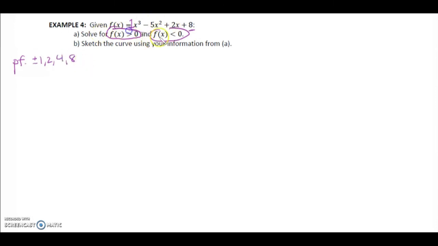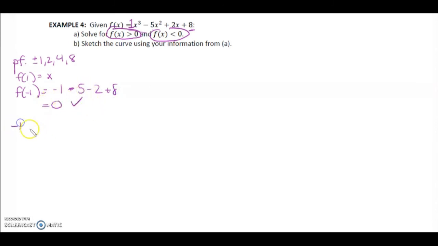Okay, I always assess the coefficients first. So 1 minus 5 plus 2 plus 8. So it's not going to be f at 1. Let's try f at -1. That's going to give us -1 minus 5 minus 2 plus 8. That is going to give us 0.